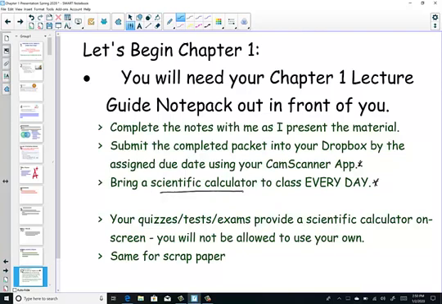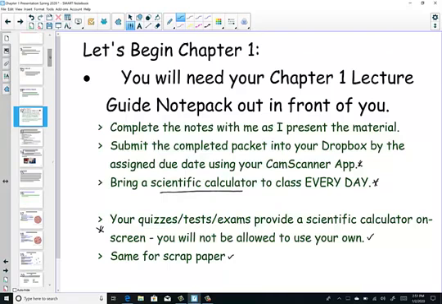Remember, your quizzes, tests, and exams all provide you with the scientific calculator on screen, so you're not allowed to use your own. And it's the same for scrap paper. All the scrap paper is provided on screen as well. So when you take your tests, quizzes, final exam, your desk is completely clean except for your Bronco ID number, because you'll be asked to show your ID upon starting any exam. And if you have any questions about any of the material from the beginning module, introductory course information, just shoot me an email, ask me the question, and I'll get back with you right away.